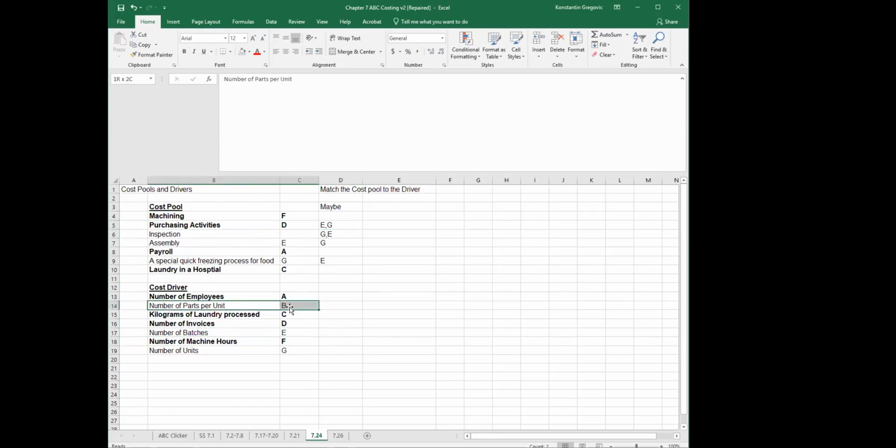So what are we left with here? Number of parts per unit. Number of batches. And number of units. So inspection, we said G or E. So is it number of batches for inspection? Don't forget, it's a finished product. So when we inspect, the product is finished. I'm almost leaning toward G. What does everybody think? E or G for inspection?